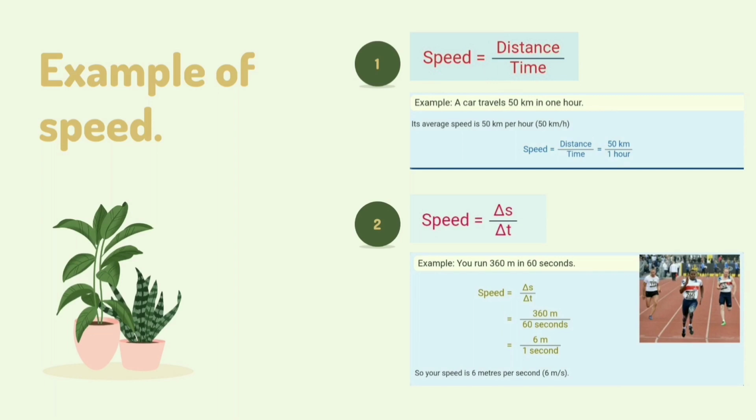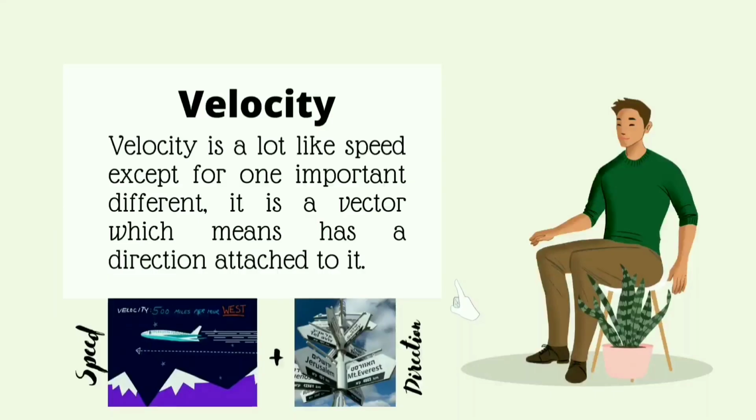The first example is a car that travels 50 kilometers in 1 hour, so its average speed is 50 kilometers per hour. We can also use this symbol, where delta means change in, and s means distance while t means time. Next example, you run 360 meters in 60 seconds, so your speed is 6 meters per second.